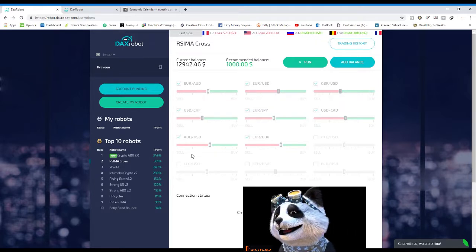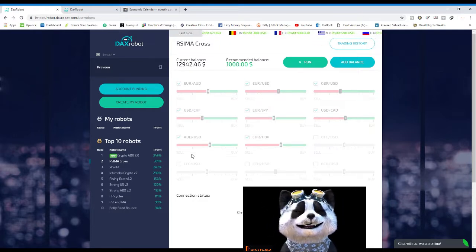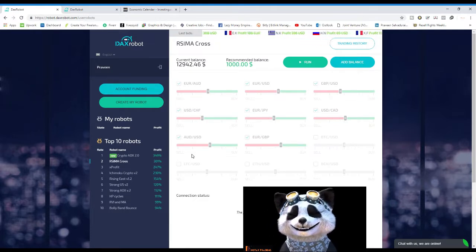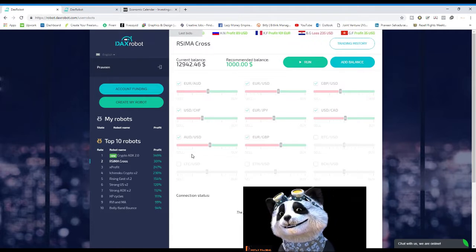But it does not matter, because the DAX Robot is updated with the time, and it initiates the trades according to the fundamental news as well as the technical analysis.